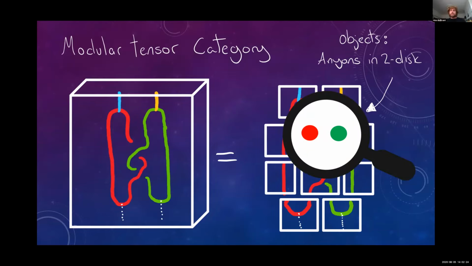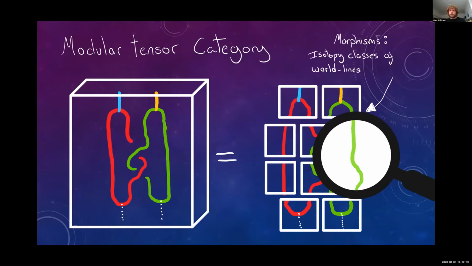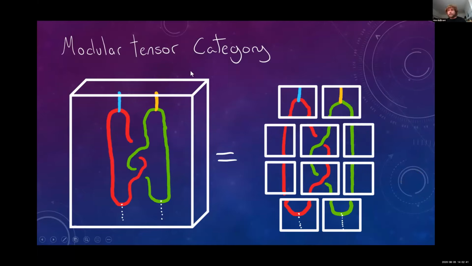Now, from this perspective, what my modular tensor category does is it collects as objects configurations of anions in the 2-disk, and the 1-morphisms correspond to isotopy classes of space-time evolutions, i.e. their world lines. In particular, a modular tensor category is braided and monoidal, and the monoidal structure tells us how to horizontally compose these blocks, whereas the braiding allows us to discuss the braiding of anions in the space-time.